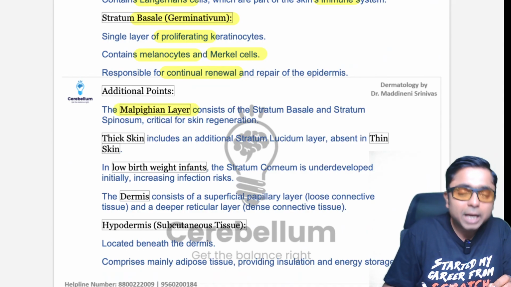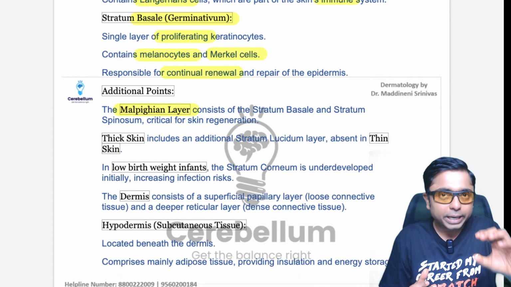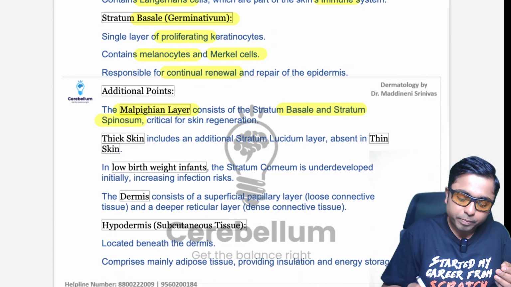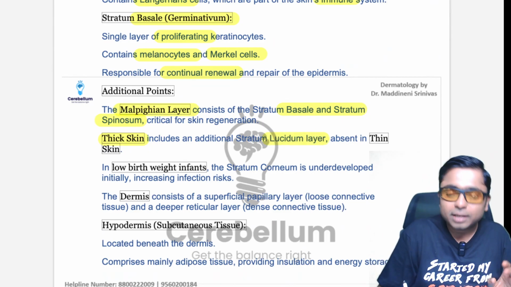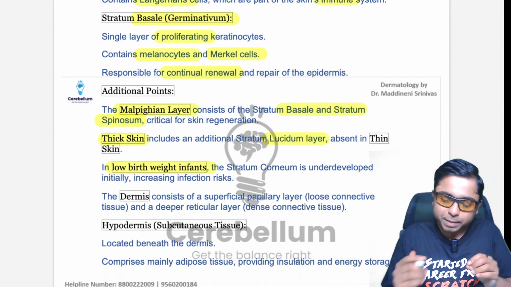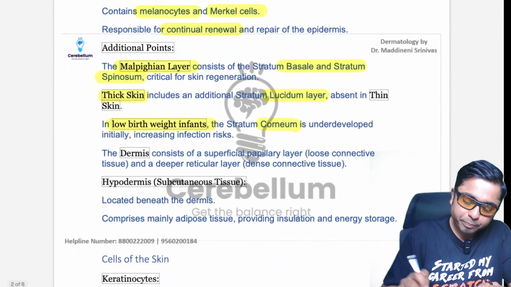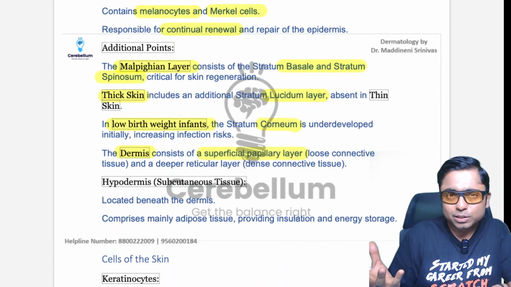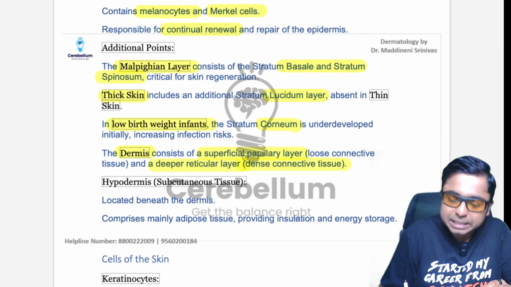So remember, stratum malpighian is sometimes used to describe the bottom two layers, which are stratum basal layer and stratum spinosum put together. And remember, thick skin is present in the palms and soles because of the additional stratum lucidum layer. And remember, in very low birth weight infants, the stratum corneum is underdeveloped because it is the outermost layer. And the dermis consists of the superficial papillary layer, which consists of loose connective tissue, and a deeper reticular layer, which is made up of dense irregular connective tissue.